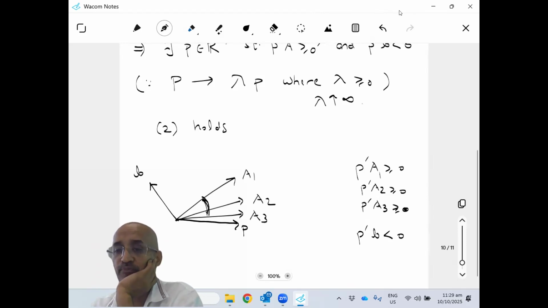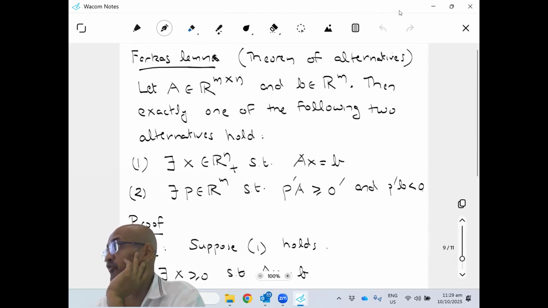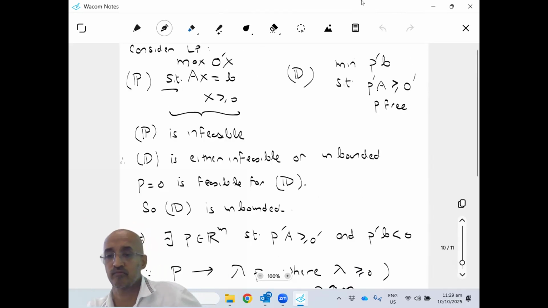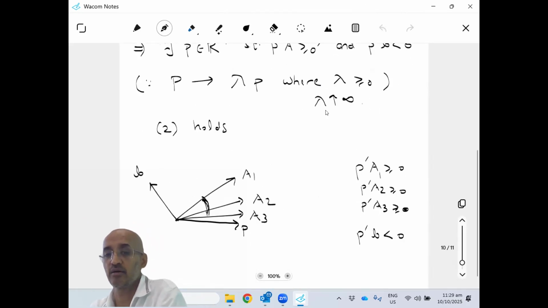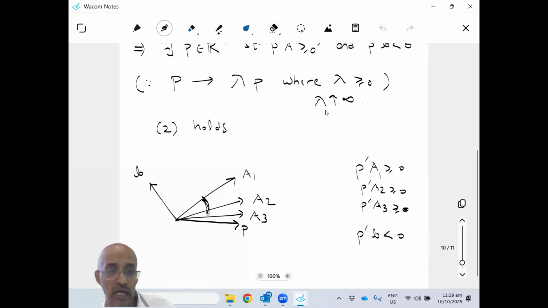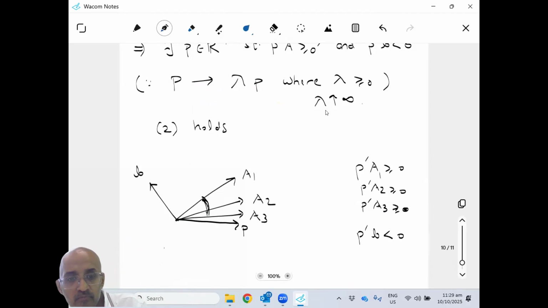So this is two holding, right? P transpose A is non-negative for each column vector, and P transpose B is negative. So what does this mean? You cannot find me an X such that AX is equal to B. B does not lie in the conic combination of these vectors. Another way to say this is there's a separating hyperplane. And we'll come back to this idea later when we do the ellipsoid method.